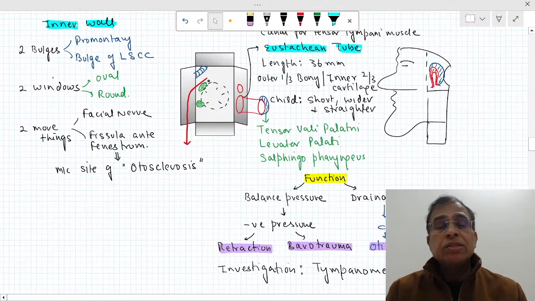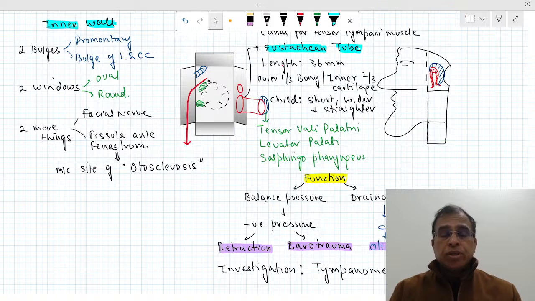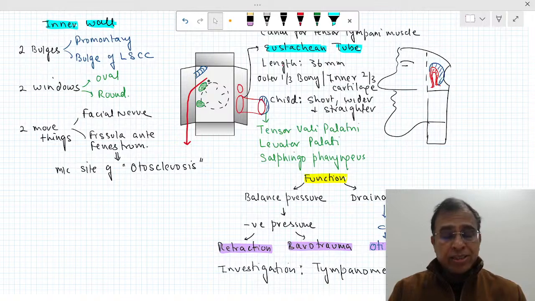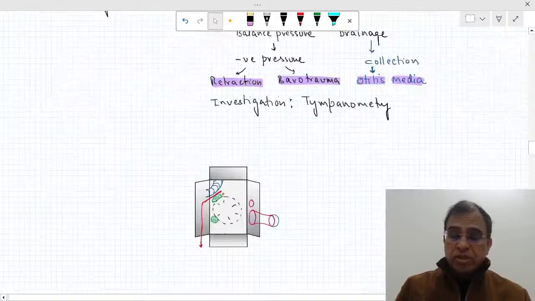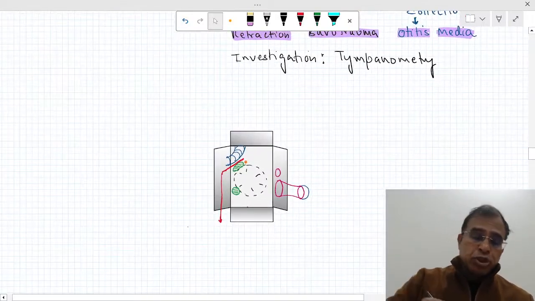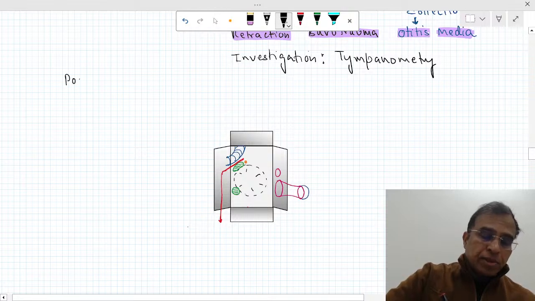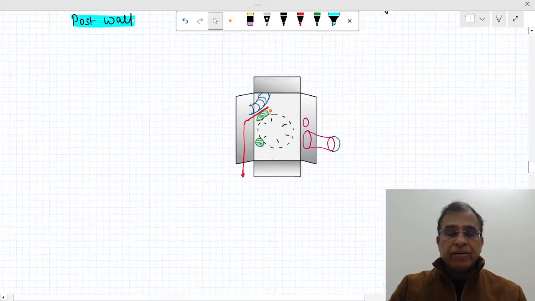And now we come to the last boundary, the posterior wall of the middle ear. In the posterior wall, you know one thing already: the vertical part of the facial nerve, isn't it? Now let me use another diagram because there is no space to write. I've already drawn a diagram for you. Posterior wall. You can use the same diagram if you are making notes, which I hope that you are doing, or you can draw a different diagram.